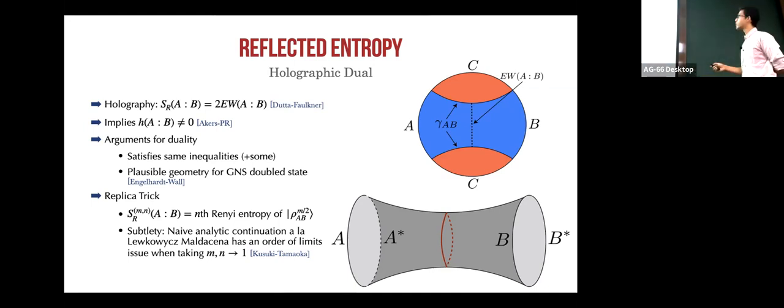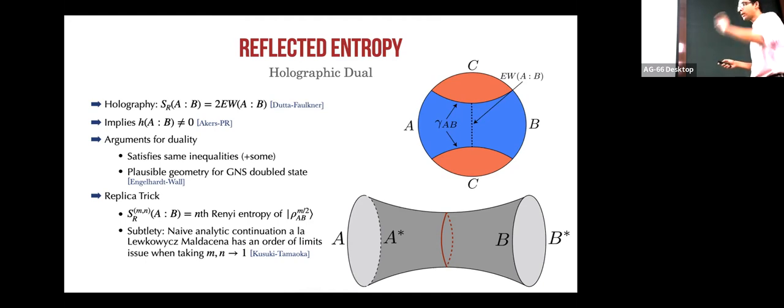So the arguments for this duality, firstly, is that it satisfies some of the same inequalities, except for some extra ones, like this extra inequality that I told you about. But apart from that, there's a plausible geometry that you can write down for this dual state. You take this geometry, and the region AB is dual to this blue patch, which is the entanglement wedge of AB.